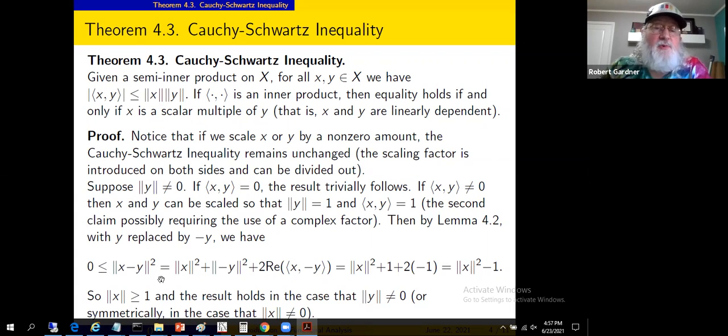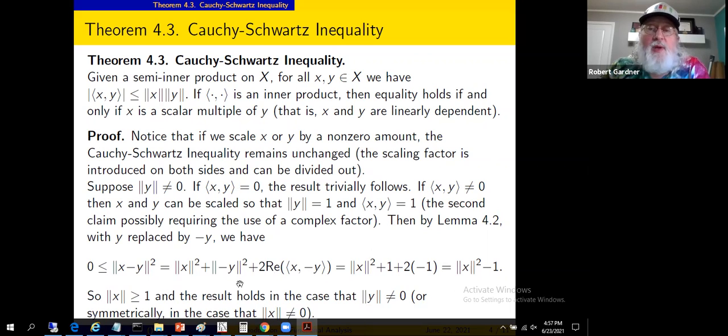And the semi-norm squared equals the semi-norm squared of the first vector plus the semi-norm squared of the second vector, plus twice the real part of the inner product of those two vectors. So this is exactly Lemma 4.2, but we've replaced y with negative y and picked up a negative sign there, there, and there.